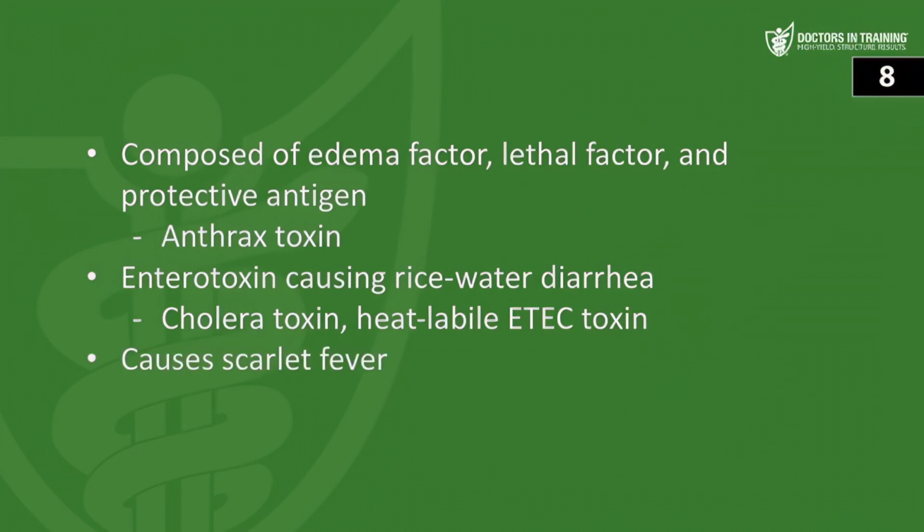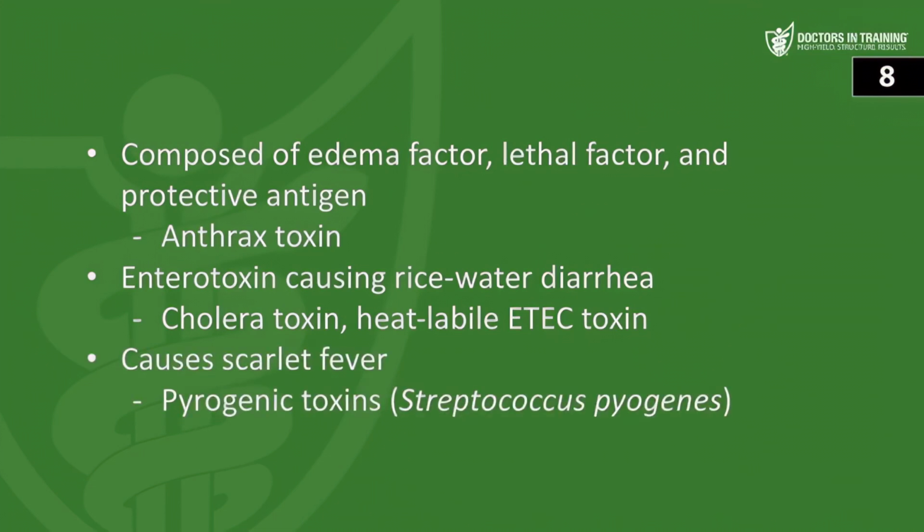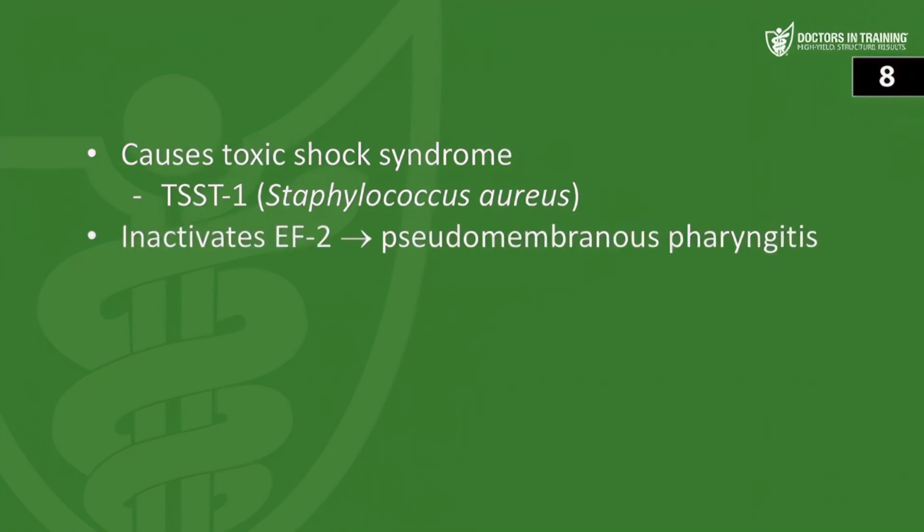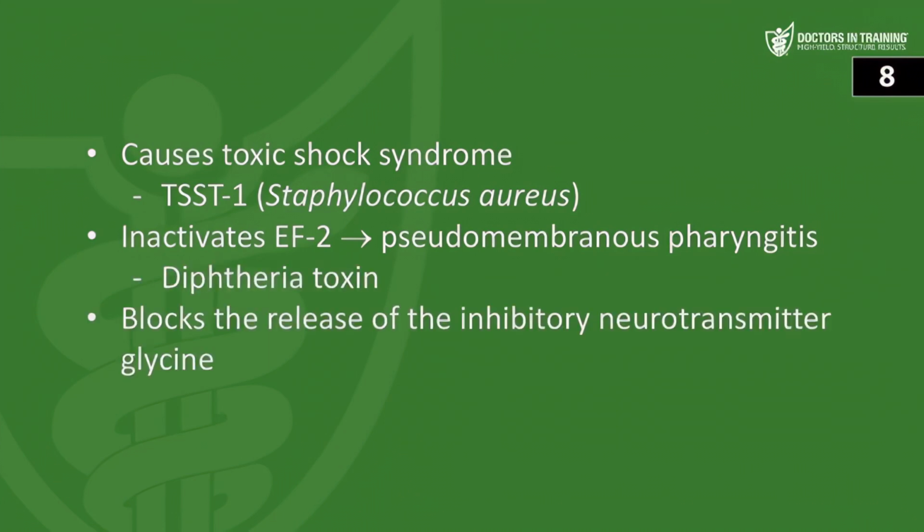Causes scarlet fever. This is due to the pyrogenic toxins of Strep pyogenes. Causes toxic shock syndrome. The one I want you to remember is TSST-1 that's produced by Staph aureus. Inactivates EF2, causing pseudomembranous pharyngitis. This is diphtheria toxin. Blocks the release of inhibitory neurotransmitter glycine. This describes tetanospasmin. That's the tetanus toxin.